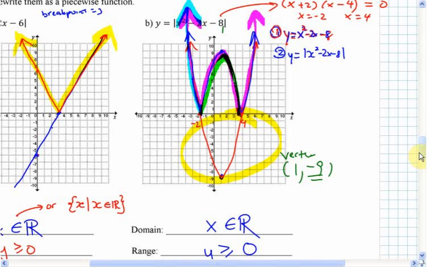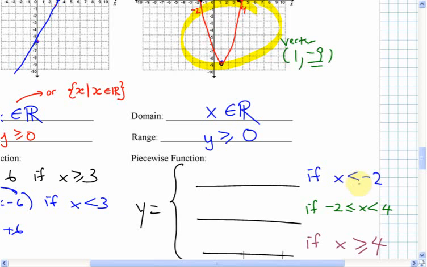Blue, green, or purple? Green. So when something is reflected, what do I do to the equation? Negative. The other parts that weren't reflected, what do I do to the equation? Leave it. Excellent. Here we go. No change, so let's leave it.